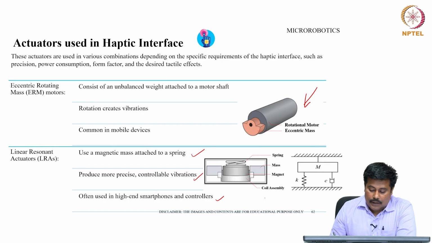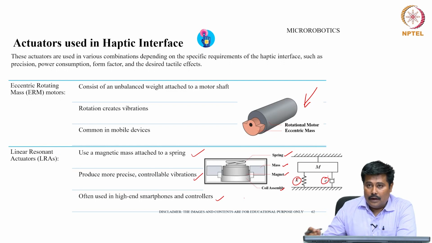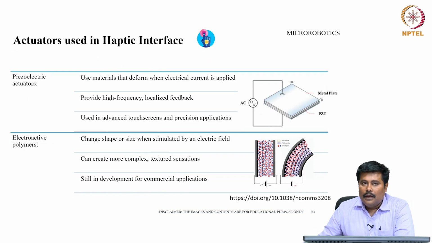With reference to the linear resonant actuator, from a perspective point of view, it has a spring, a mass, a magnet and a coil assembly. A mass with a spring and a magnet is available over here, and it is mainly meant for the appropriate deflection studies.